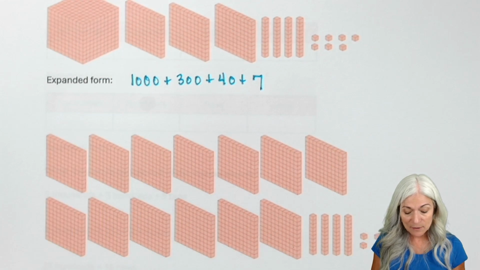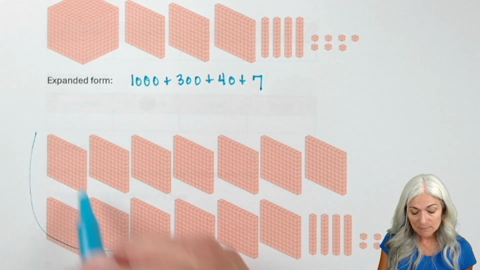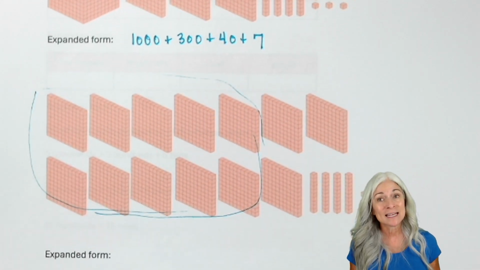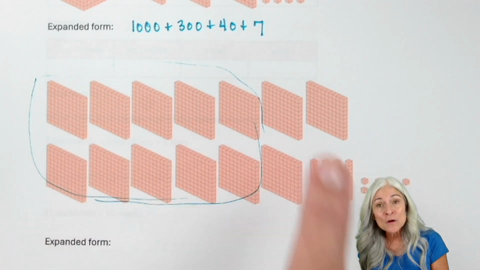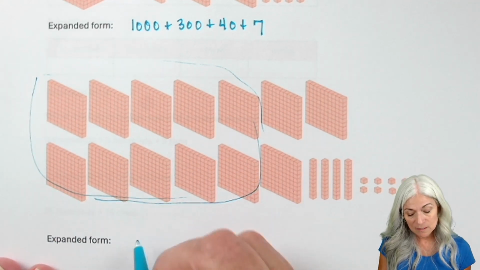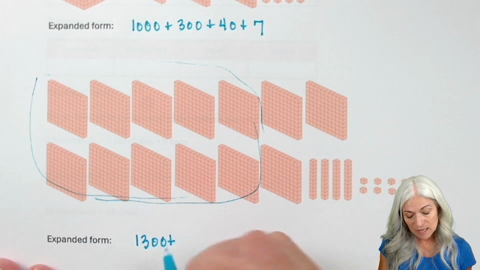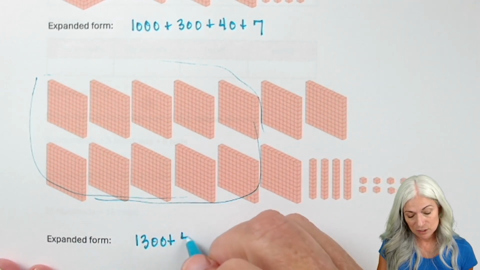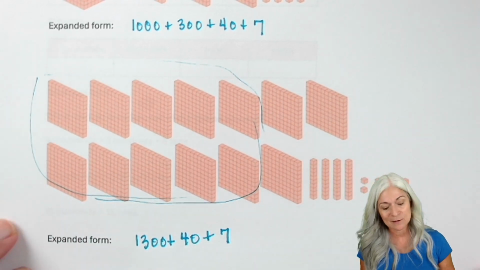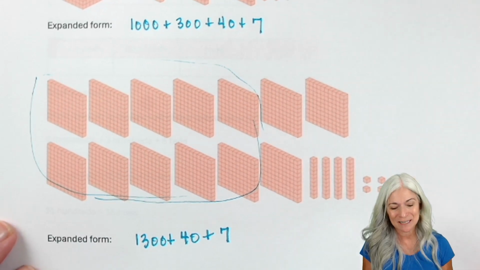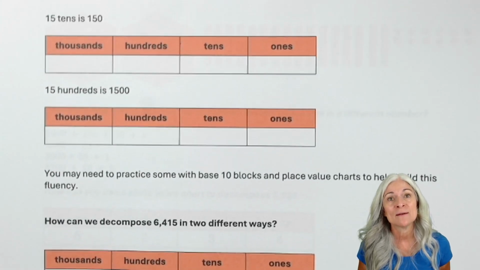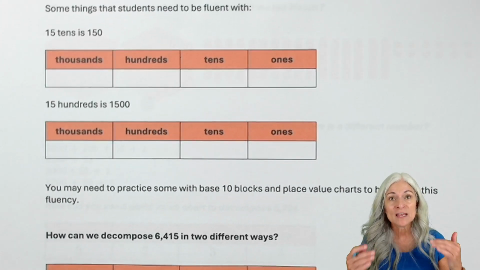Now we could take this 1,000 cube and exchange that for 10 hundreds. So this 1,000 exchanged and became these 10 hundreds here. Okay, so then in this case, now we have 13 hundreds. So we've got 13 hundreds plus the 4 tens, which is 40, plus the 7 ones. Both times we end up with 1,347.